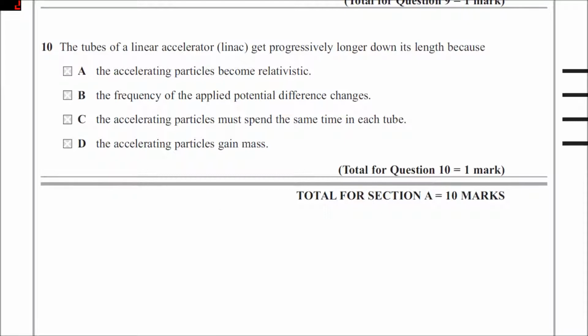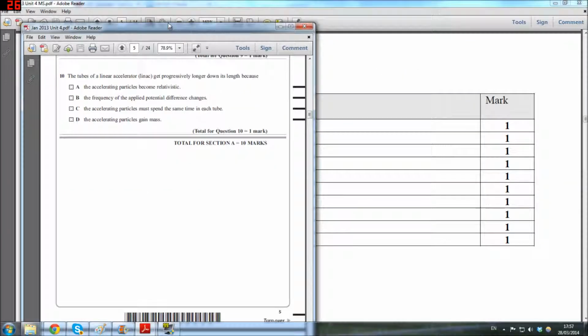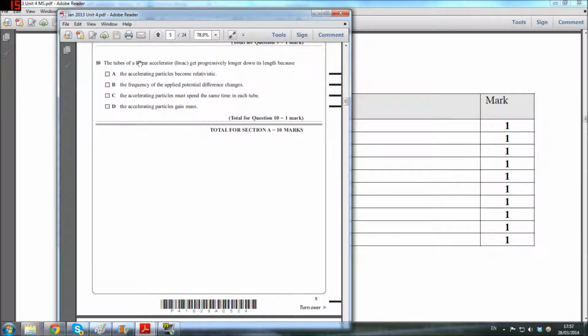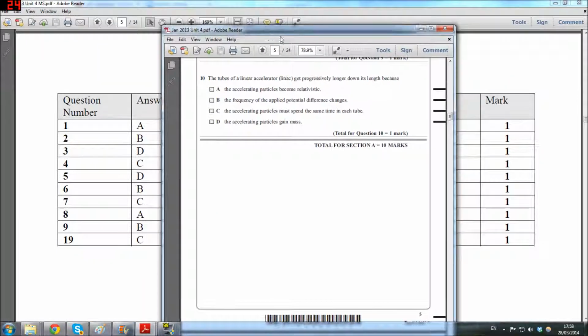So take a look, see if you agree with me. Look at the mark scheme. This is January 2013. You can see I have got the mark scheme open behind, but I haven't actually even looked at it. I can check it now. Shall I check it? Okay, let's do it.